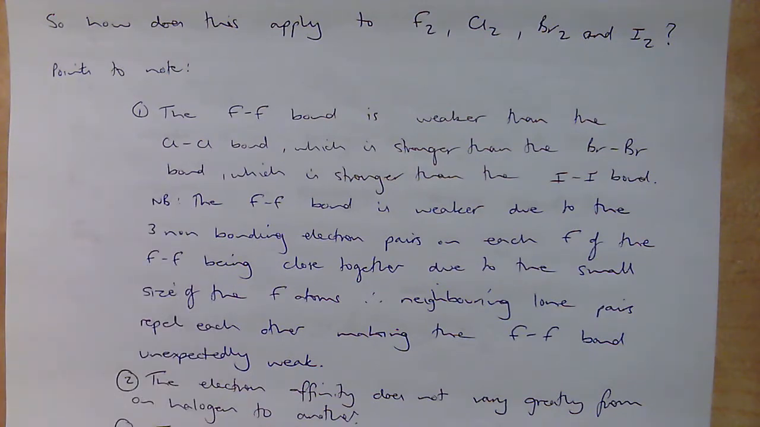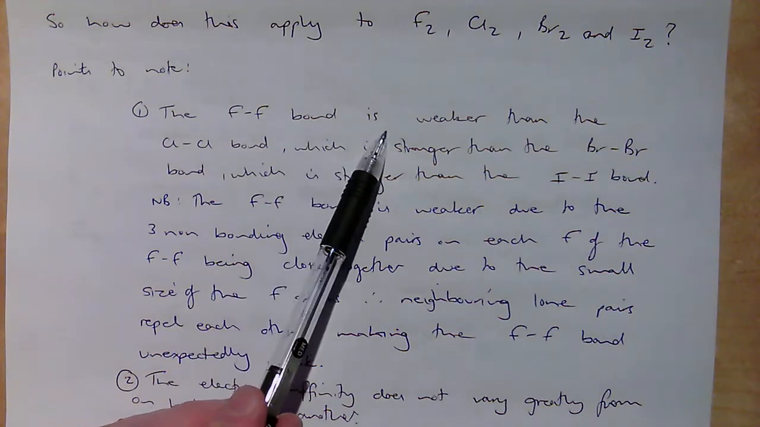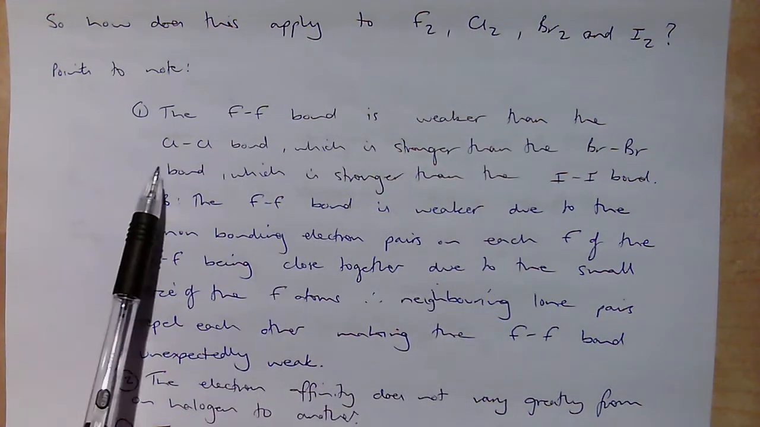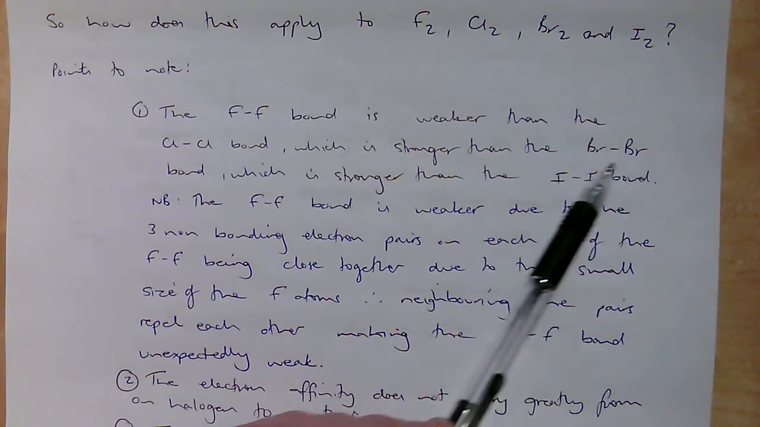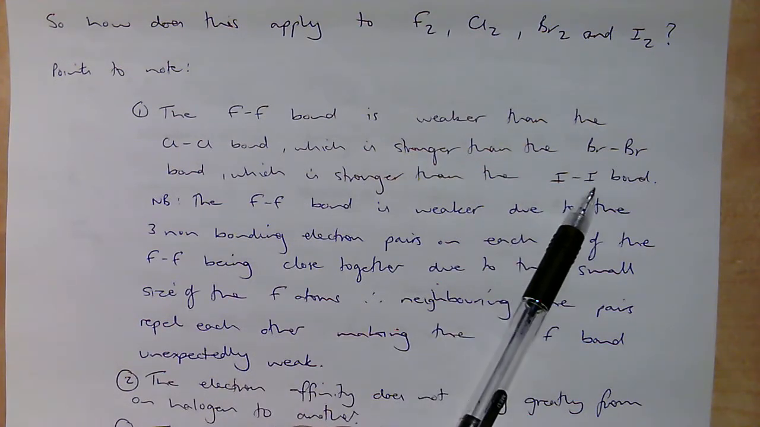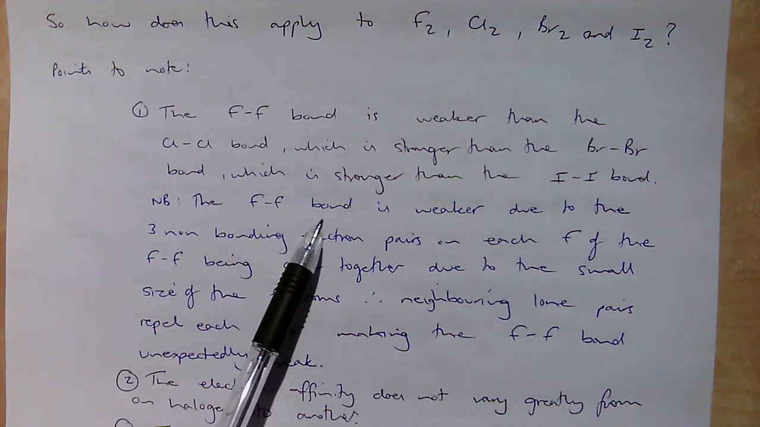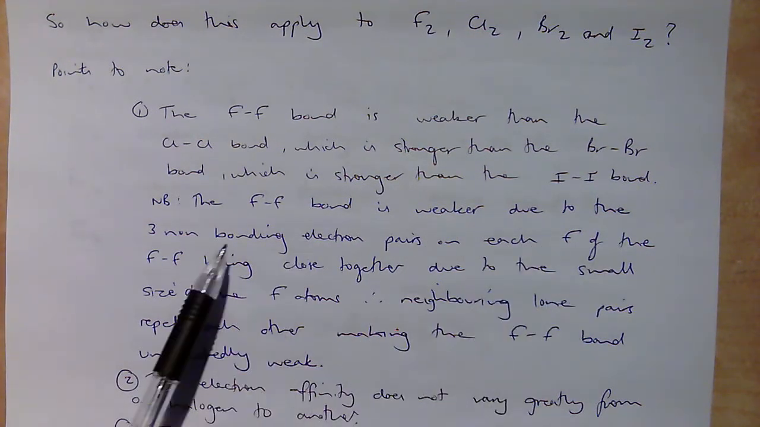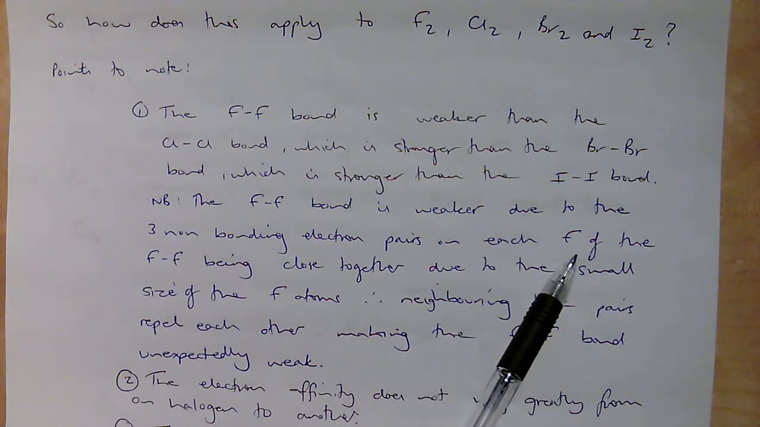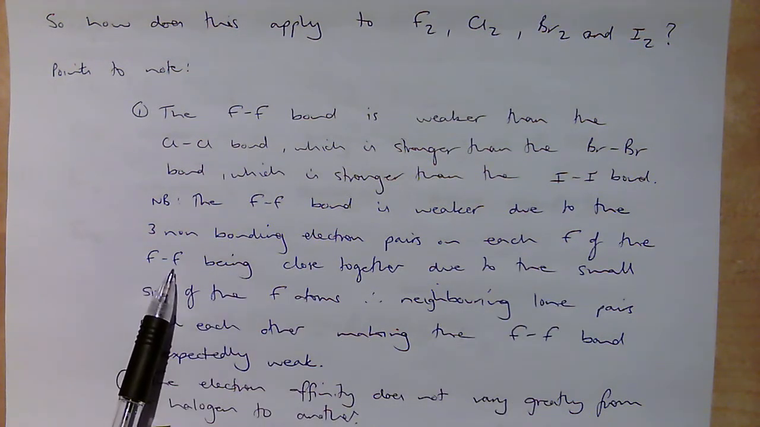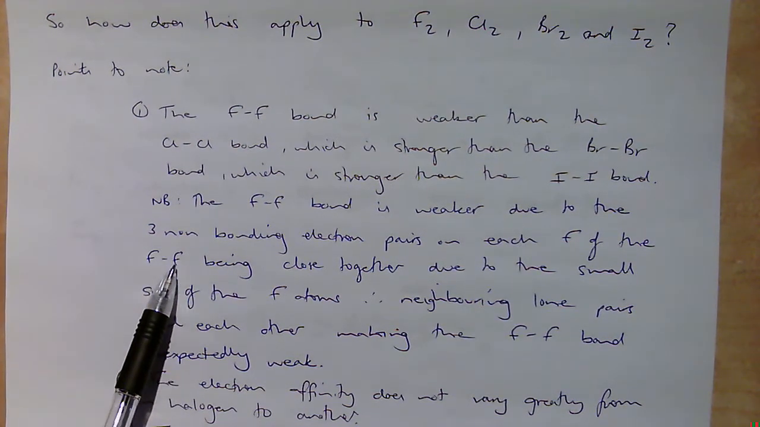However, there is an anomaly to this. The F-F bond is actually weaker than the Cl-Cl bond, which is stronger than the Br-Br bond, which is stronger than the I-I bond. Something to note here, the F-F bond is weaker due to the 3 non-bonding electron pairs on each F atom of the F-F bond. So these 3 non-bonding pairs are very, very close together.